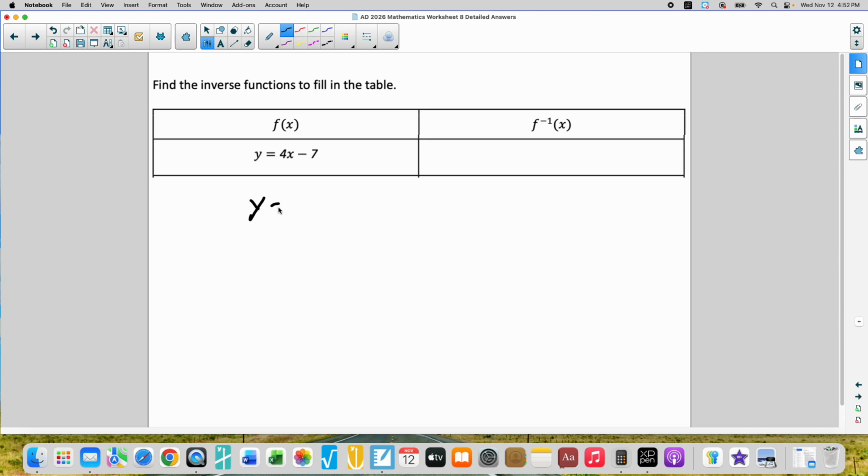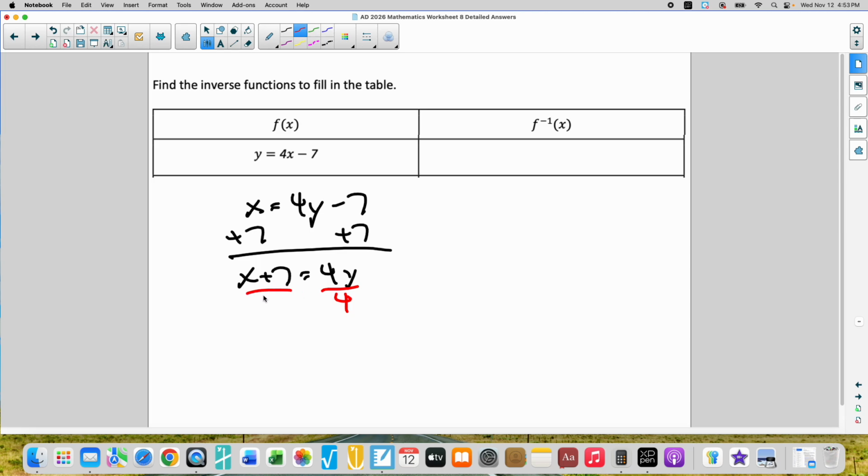So we write our original equation. We are going to replace, swap is a better word, swap them out. Y now becomes x, x now becomes y, add 7, x plus 7 equals 4y. We're going to divide by 4, divide by 4, and I'm pretty sure that they'll be okay with this. You could write x over 4 plus 7/4, but that doesn't look as good. So y equals x plus 7 over 4.